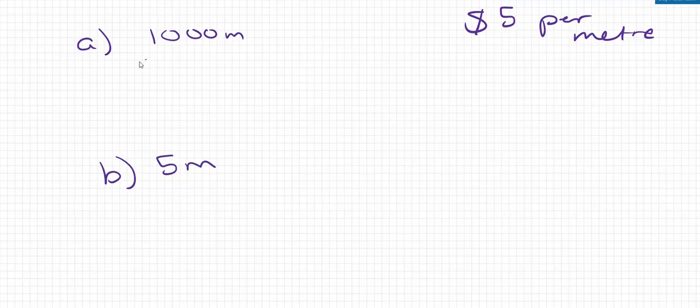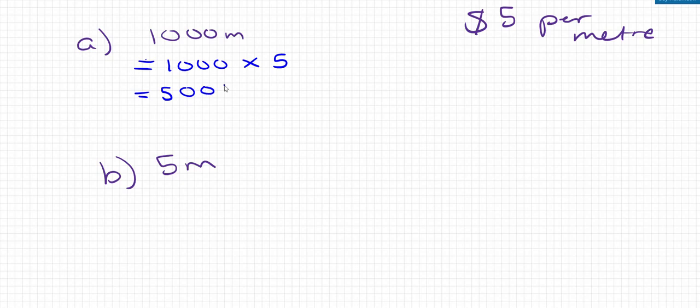Okay, so 1,000 times 5, we can do this mentally. 1 times 5 is just 5, add our 3 zeros. So the cost, don't forget your dollar sign, will be $5,000. 5 meters, so once again, all I got to do is go, okay, well, 5 times 5, because the cost is $5, that leaves me with $25. Okay, so the cost of A was $5,000, the cost for B would come to $25.